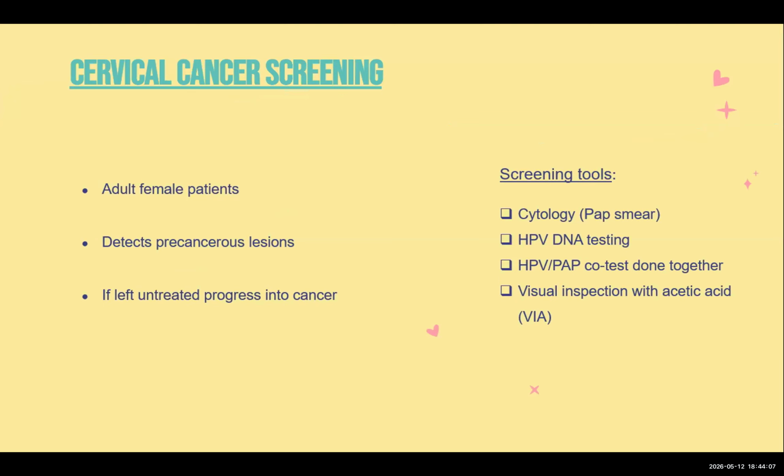And then sometimes cancer can actually be found during cervical screening. Cervical cancer found at an earlier stage is easier to treat. So some of the screening tools include the cytology or the pap smear, HPV DNA testing, the HPV and pap smear, which is done together, and also the visual inspection with acetic acid.